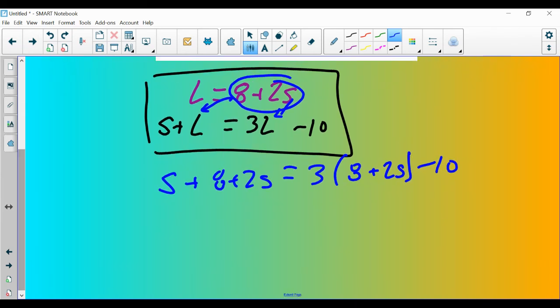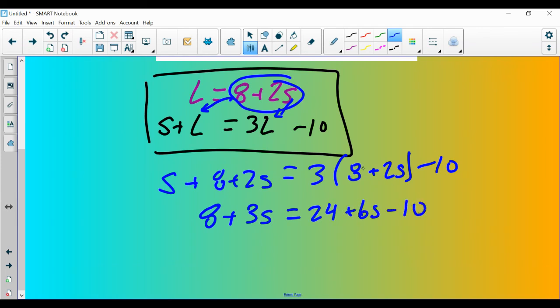I'm going to go ahead and solve this. I no longer have any L. You'll see here, they're just a bunch of the variable s, the smaller number. This left side is going to be 8 plus 3s, because s plus 2s is 3s, is equal to, I guess, 24 plus 6s minus 10, distributing there. I'll combine those two to make 8 plus 3s is equal to 14 plus 6s.